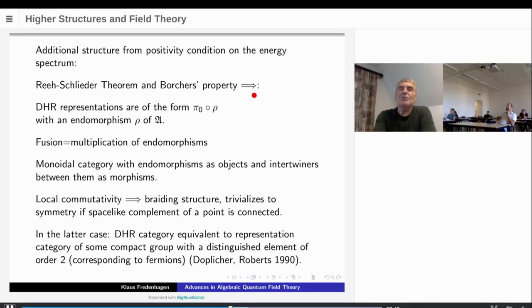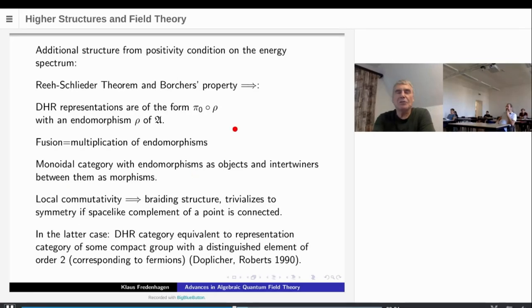Now this can be used to show that the DHR representations are actually all of the form pi naught composed with some endomorphism rho of A. This is very nice for the structure of this category of representations. So the fusion now becomes just multiplication of endomorphisms, and what you get is a monoidal category with endomorphisms as objects and intertwiners between these endomorphisms as morphisms of the category.